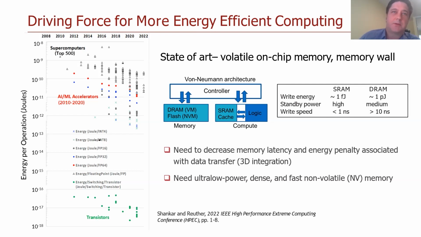While the switching energy at the transistor level is in the attajoule range, the energy consumption of volatile static random access memory and dynamic random access memory are significantly higher due to the high standby power for SRAM and a high write energy for DRAM, as well as the need to constantly refresh the memory content of DRAM. There is also a need for ultra low power, dense and fast non-volatile memory to enable more energy efficient computing systems.